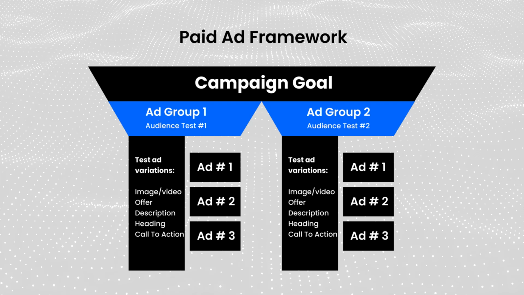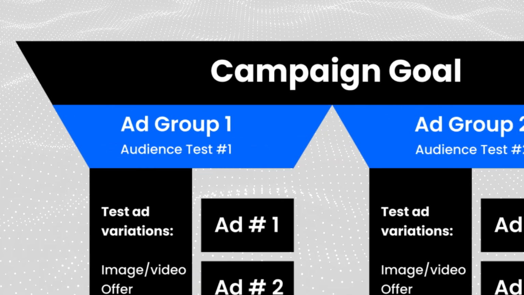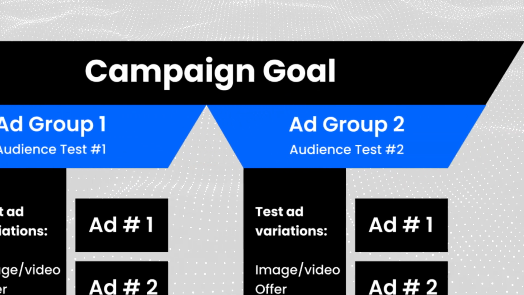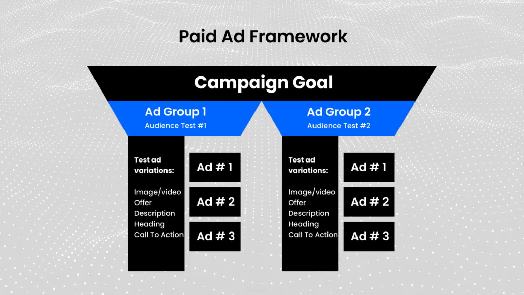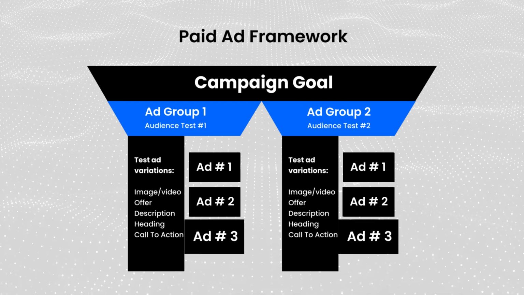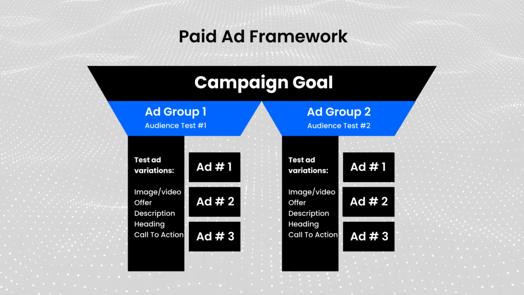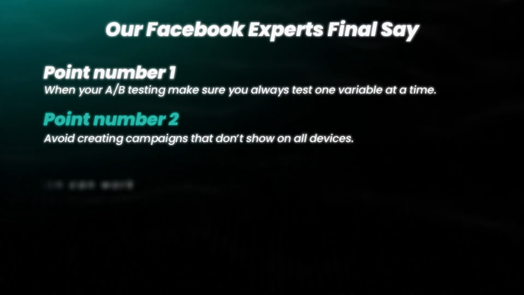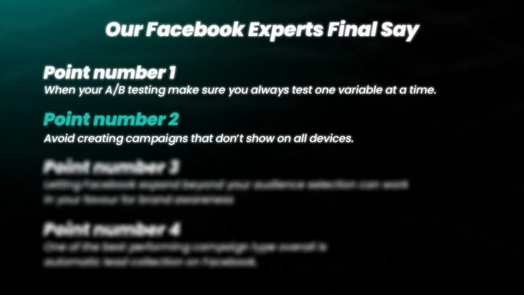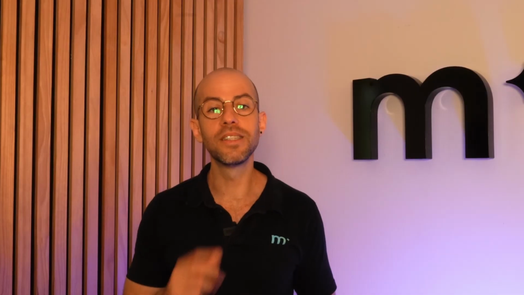Many clients previously asked me, how do you set up a typical campaign? Well, I'm going to show you right now. A campaign we launch usually has 2 to 3 ad groups, where we A/B test different audiences, and at the ad level, we usually have 3 different ads, where we A/B test a single variable, such as the ad creative, the offer, or heading.